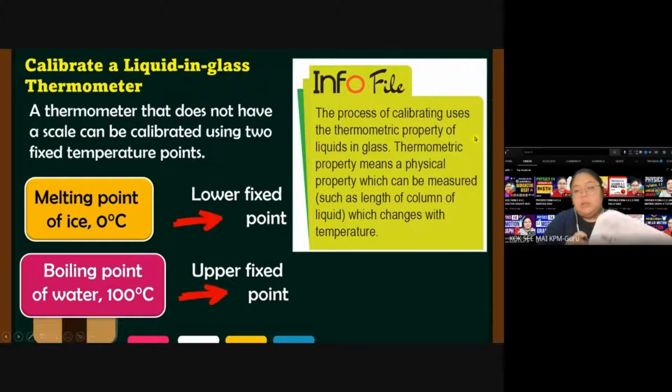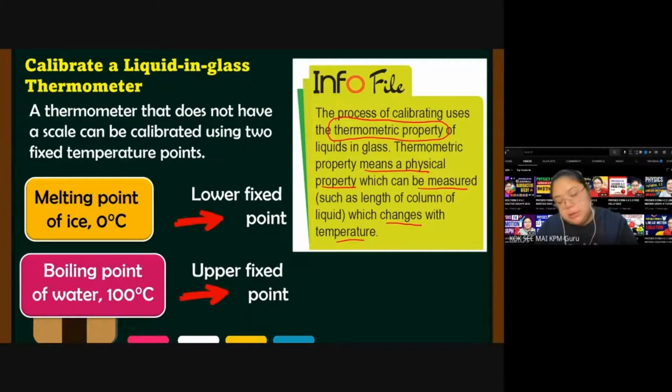When you see the word thermometric property, what does it mean? It means a physical property that can be measured and changes with the temperature. I don't care what situation, if you're using an alcohol thermometer and they ask you the thermometric property of this thermometer, it means something for you to see. After you see it, you know the temperature. So we call it the thermometric property.